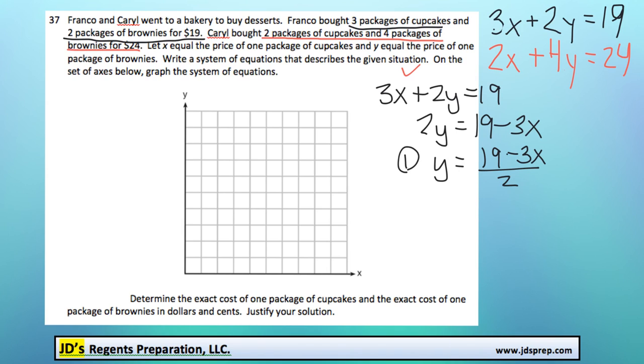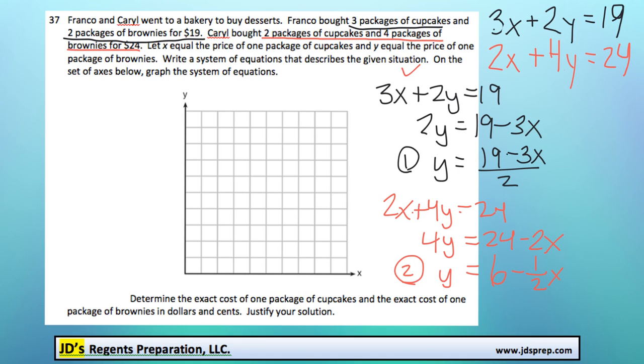Second one, 2x plus 4y equals 24. Again, we're going to isolate y, first by subtracting 2x from both sides, and then dividing by 4. And 24 divided by 4 is 6, and 2 over 4 is the same thing as 1/2, so this would be 6 minus 1/2 x. All right. Now, if we plug these into our graphing calculators, we can graph the results.